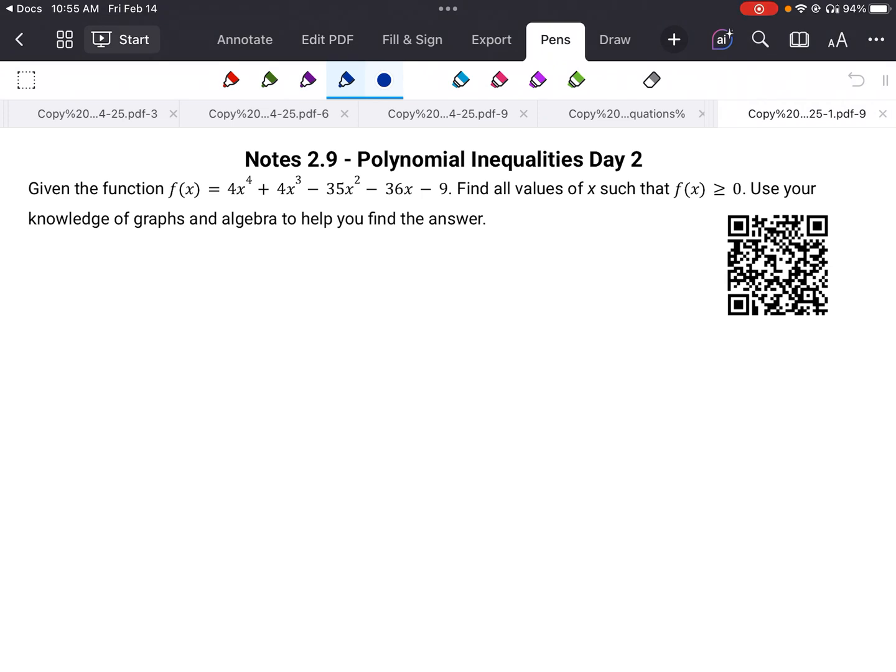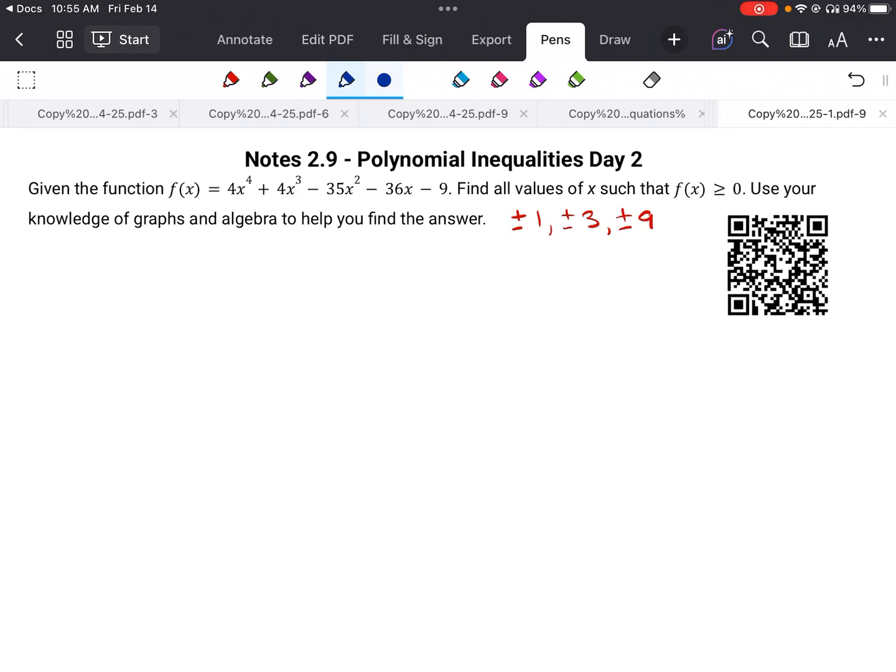So this is a little different. We're not going to use the factor table because it says to use our knowledge of graphs to find the answer. So first, we're going to have to use the factor theorem. With the constant number being 9, the possible factors are plus or minus 1, plus or minus 3, plus or minus 9.